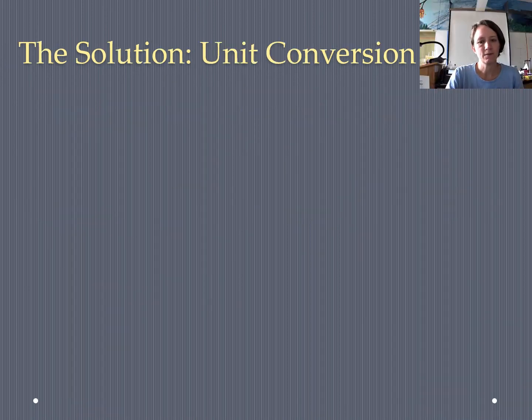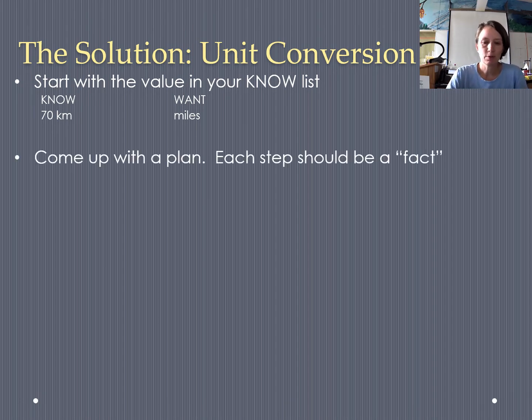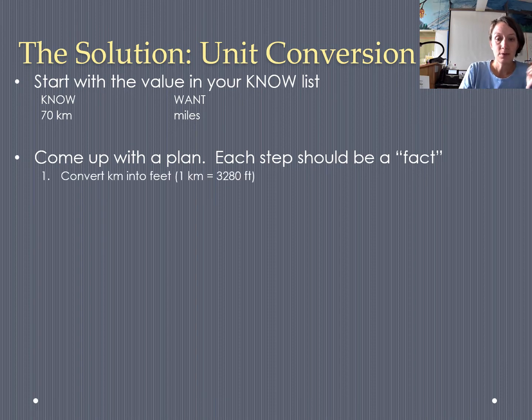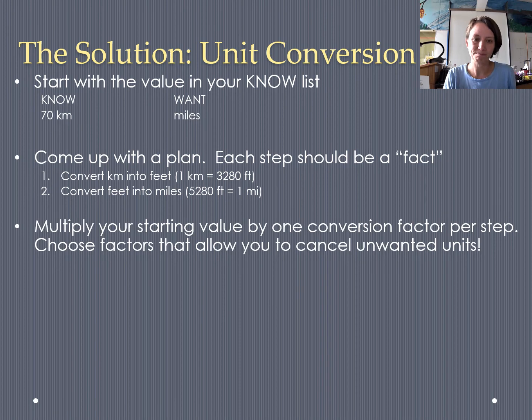Okay, so now that we know what a conversion factor is, let's walk through the whole process. We're going to start with the value we know. In this case, 70 kilometers is what we know. We're 70 kilometers from Tokyo, and then we're going to think about where we're trying to get. We want to get to miles eventually. You have to come up with a plan to get from kilometers to miles. For every step of your plan, you need to know some sort of fact, like something is equal to something else. From the last slide, I know that 1 kilometer is 3,280 feet, so I can convert kilometers into feet using that fact. I also know 5,280 feet is 1 mile, so once I have feet, I can convert it into miles with that second fact. So the problem setup looks like this.